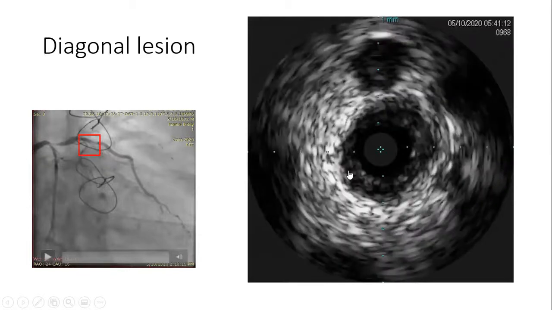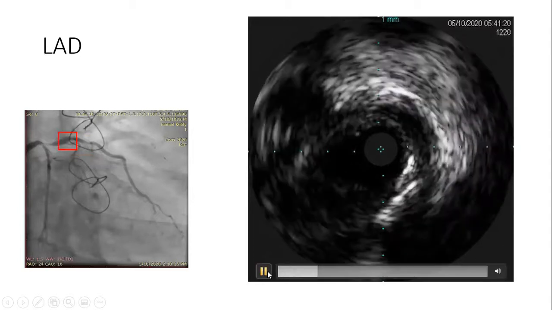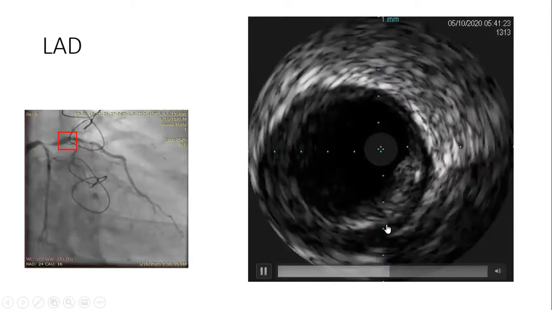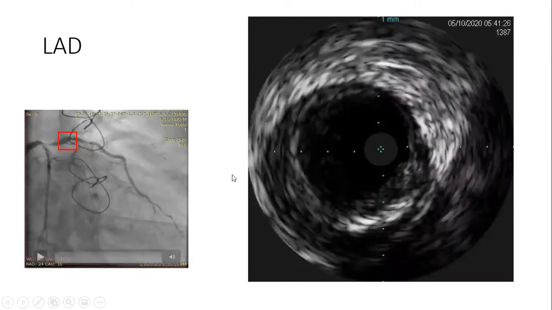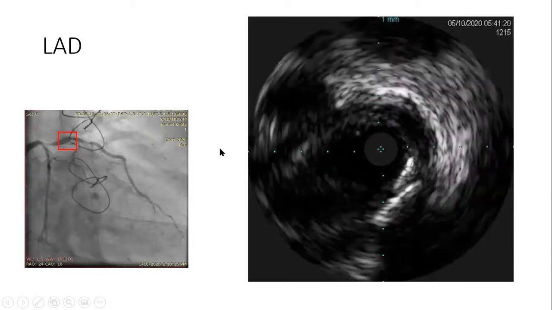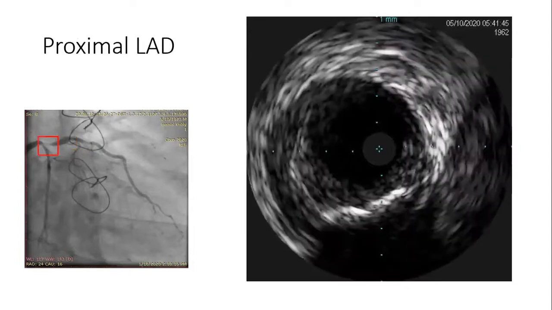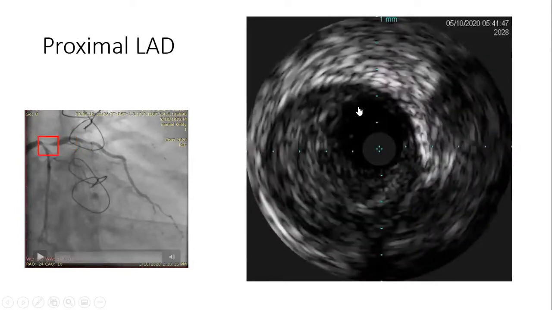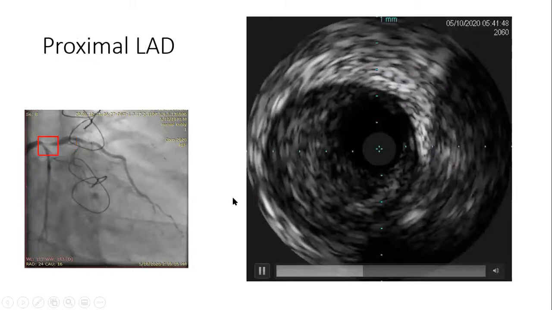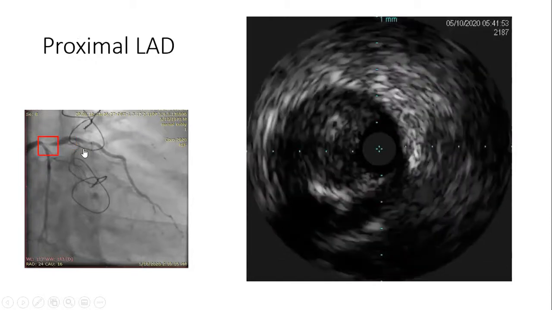Back to the LAD, and the LAD actually was huge. As you can appreciate, the LAD was very large and had a very large diameter. Actually, it looks like an ectatic segment in the proximal LAD. And this is back to the lesion at the ostium of the LAD. You can appreciate this is a very significant lesion at the ostium of the LAD back to the distal left main.